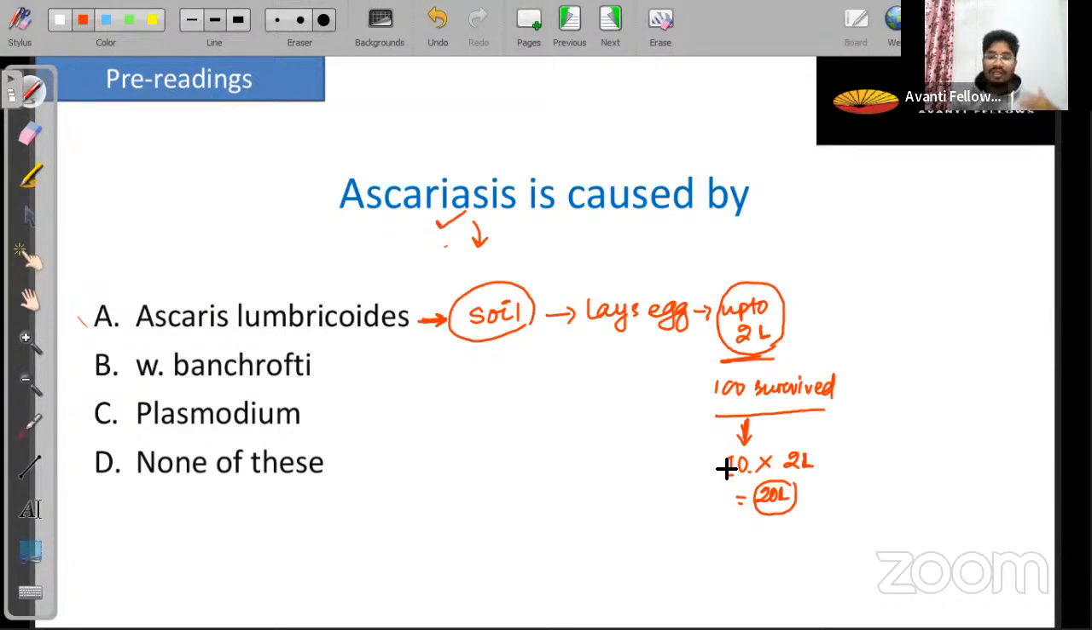A vast number of Ascaris lumbricoides will be accumulating in our body, and because their number will increase in huge quantity, they will not be restricted within the intestine or the gastrointestinal tract. When their number increases, they also migrate to other internal organs, like the heart, but mainly the gastrointestinal tract is affected. They can also migrate to the respiratory tract.